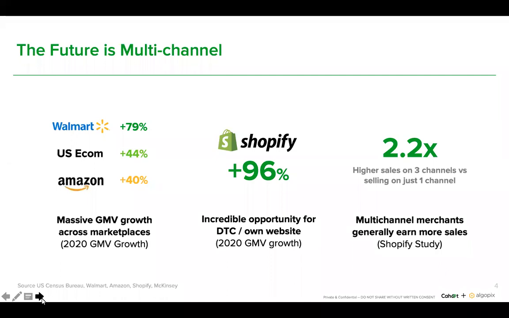So all of this really underscores the idea that merchants must be present on multiple channels, and not just on marketplaces, but also their native direct-to-consumer website. And as we can see from Shopify, Shopify almost doubled their GMV last year. Of course, not all of it is because everybody doubled their sales, but there were a lot of new sellers that came online to start selling online for the first time. Nonetheless, these are some massive numbers. In fact, a Shopify study confirms that merchants who sell on 3 or more channels typically see 2 to 2.5 times more sales than selling on just one channel.